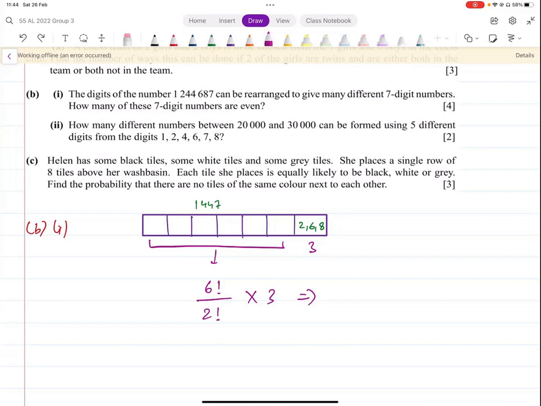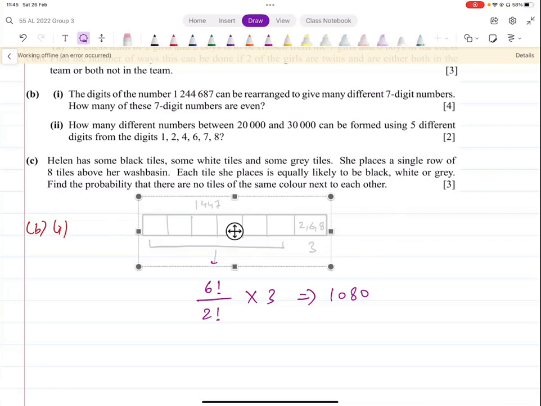Okay? What do we get from this? 1,080. So this is 1,080. Now we look at what happens if we have 4 at the end. Because when 4 is there, none of the other numbers repeat. You see, the other numbers are all different then. So if we place 4 at the end, that's another possibility.